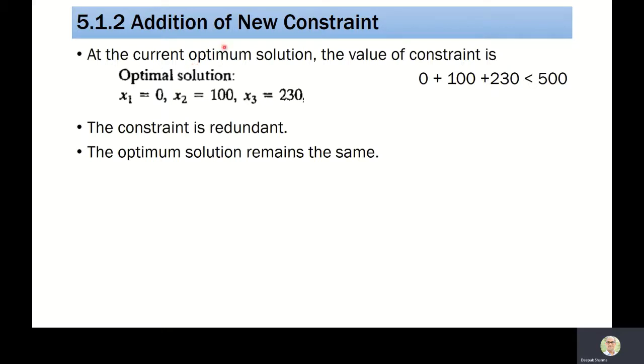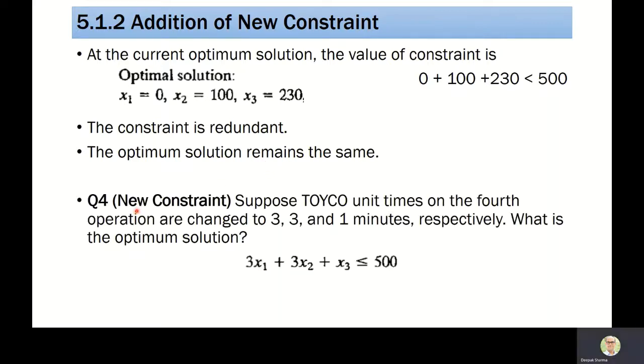So as and when we add a new constraint, let us check whether the constraint is redundant or not by putting in the values of x1, x2, x3 at the optimal. And if it is redundant, then definitely our optimum solution is not going to change.